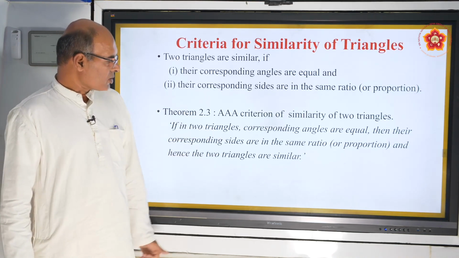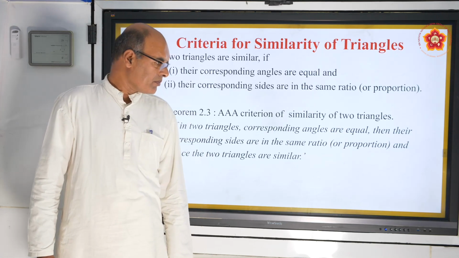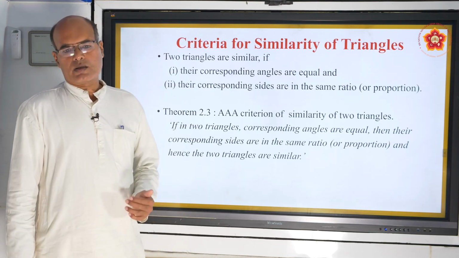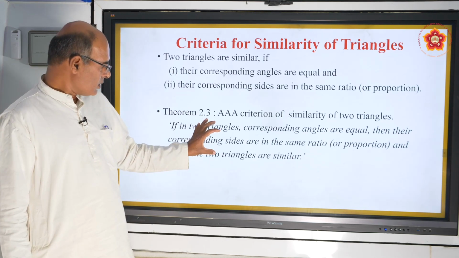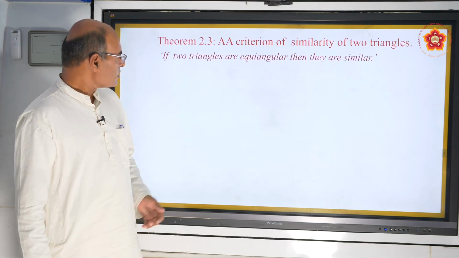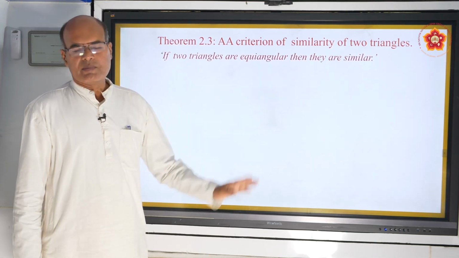If in two triangles corresponding angles are equal, then their corresponding sides are in the same ratio. That means they are in proportion. Hence the triangles are similar. So in simple words, this statement can be written in other words. If two triangles are equiangular, then they are similar.